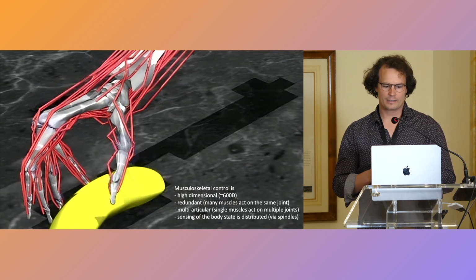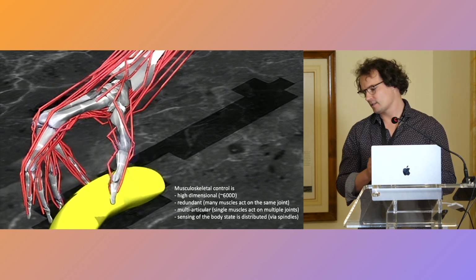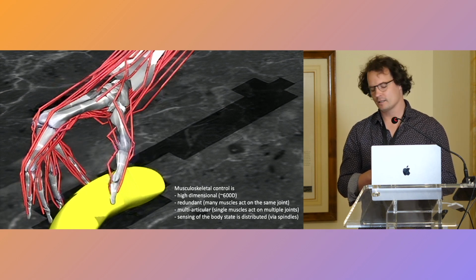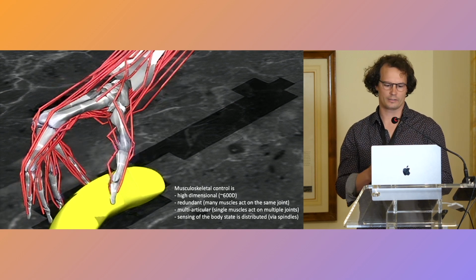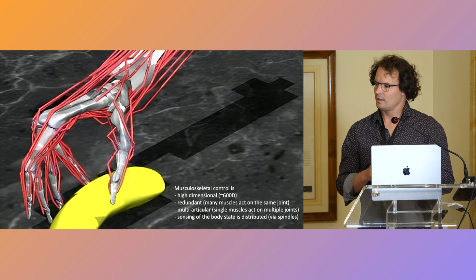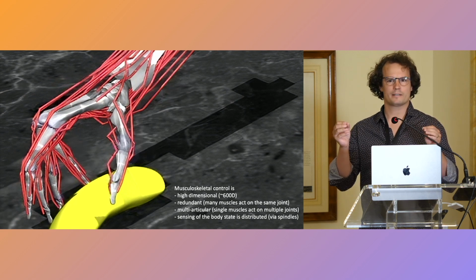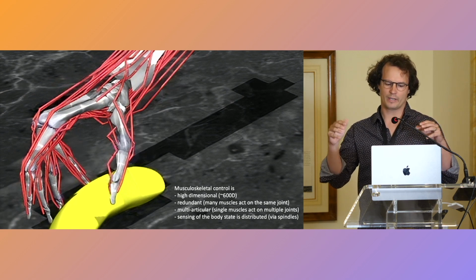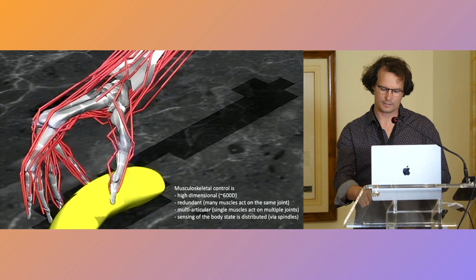So one of the fundamental questions that we're interested in my lab is understanding how musculoskeletal control works. And this is a really hard problem because, let's say in a human, there are on the order of 600 muscles. They're highly redundant in how you can do control. They're multi-articular. And then also the way you actually sense your body is not through specialized sensors that give you high-level information, but in fact it's highly distributed through muscle spindles.